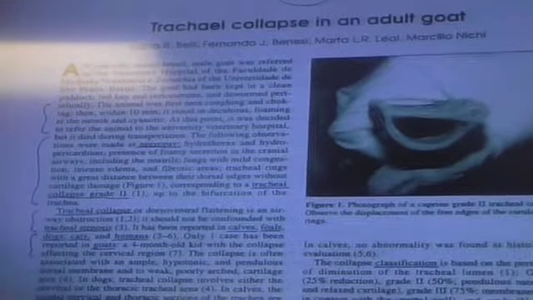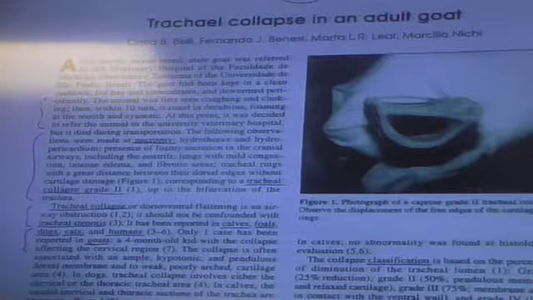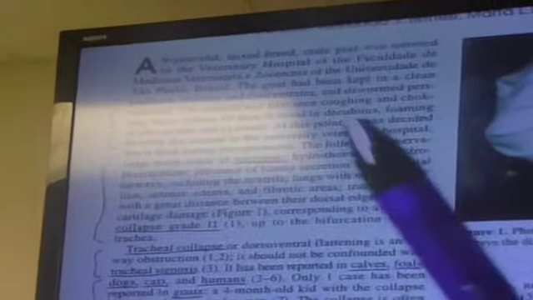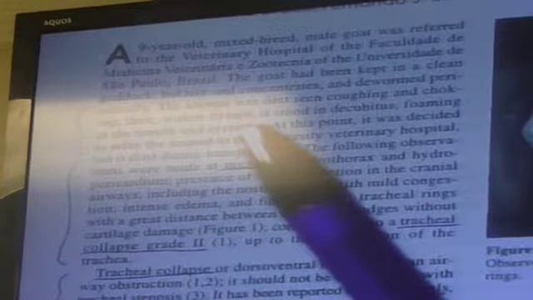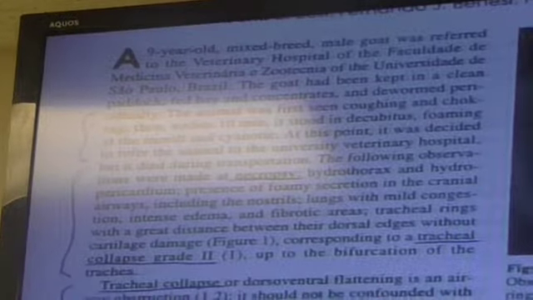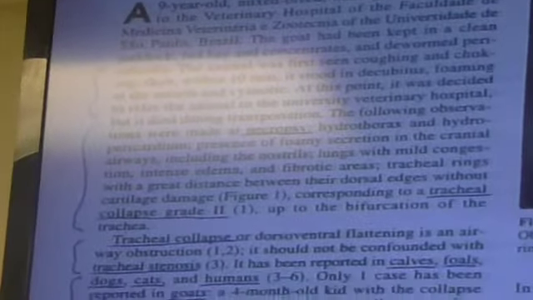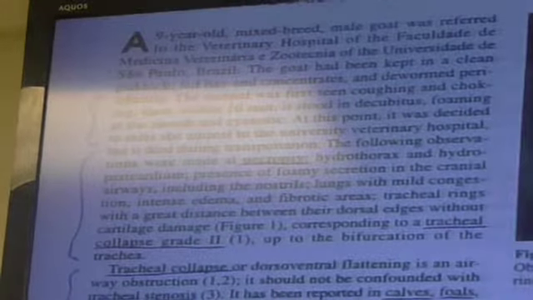So this case is discussing tracheal collapse in an adult goat, and there are a few things that we're going to emphasize when we look at this case. So the clinical signs that the goat was presenting with: coughing, choking, foaming at the mouth, and becoming cyanotic. So that's telling you that it's really having difficulty breathing to the point where it's becoming cyanotic. Remember we said in an earlier lecture that you don't often appreciate cyanosis in ruminants, but when you do, it means that they're seriously compromised as far as their ability to breathe.